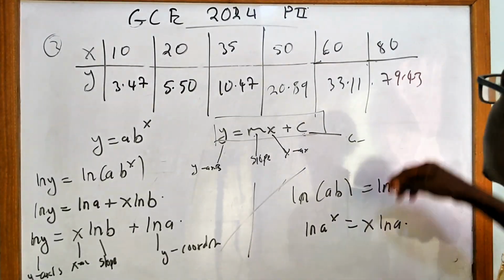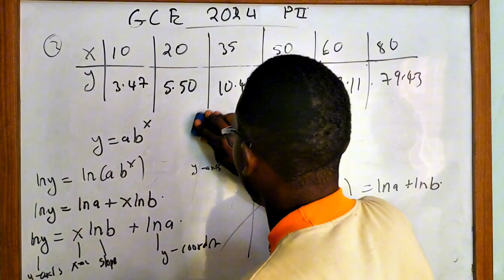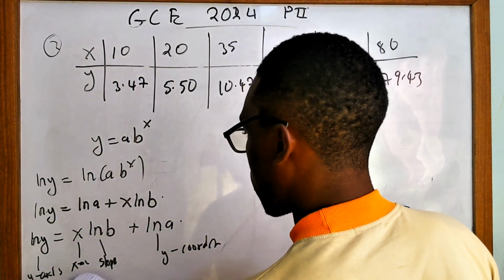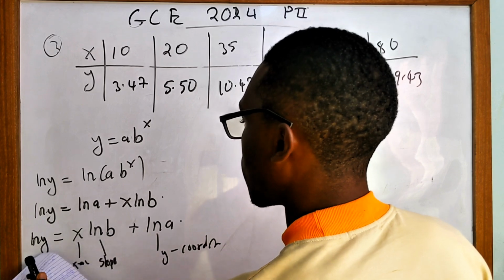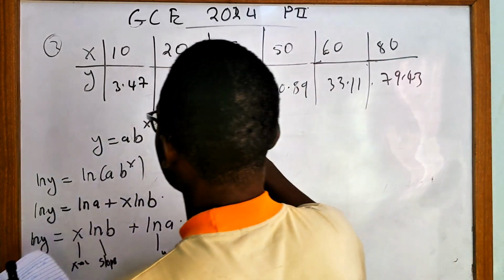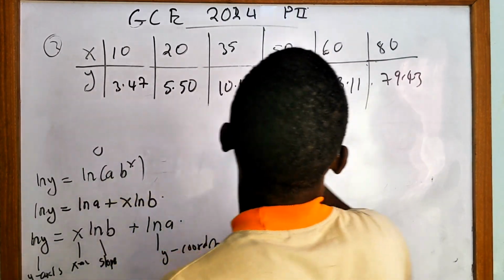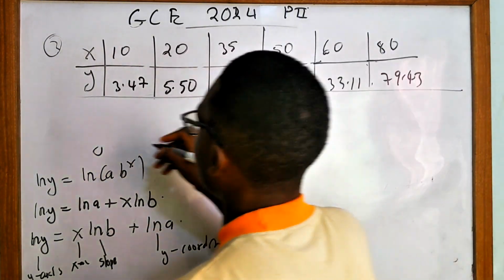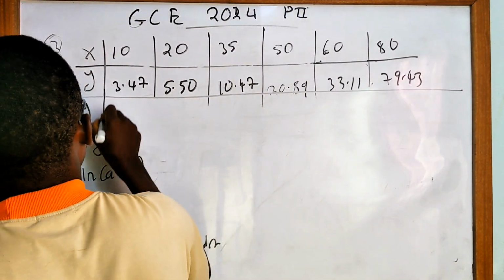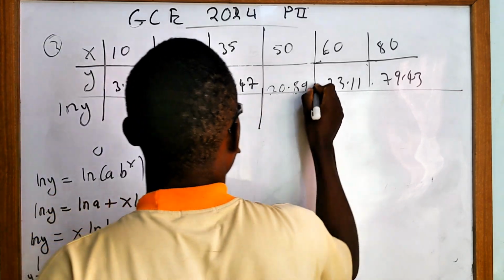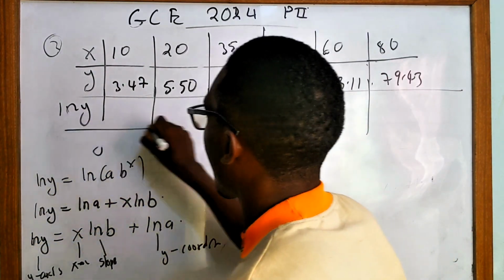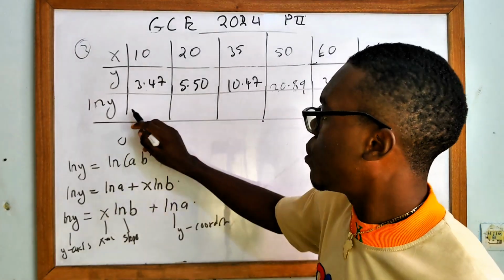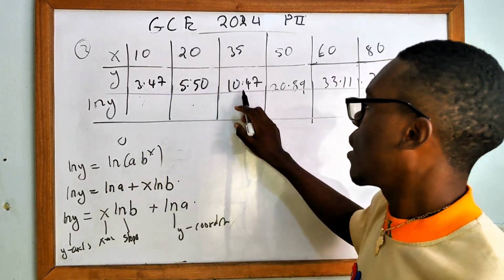Hence, we are going to plot a new table of ln y. We are going to have x against ln y. At this point, I'm going to include ln y here. I'm going to plot a graph of ln y against x.